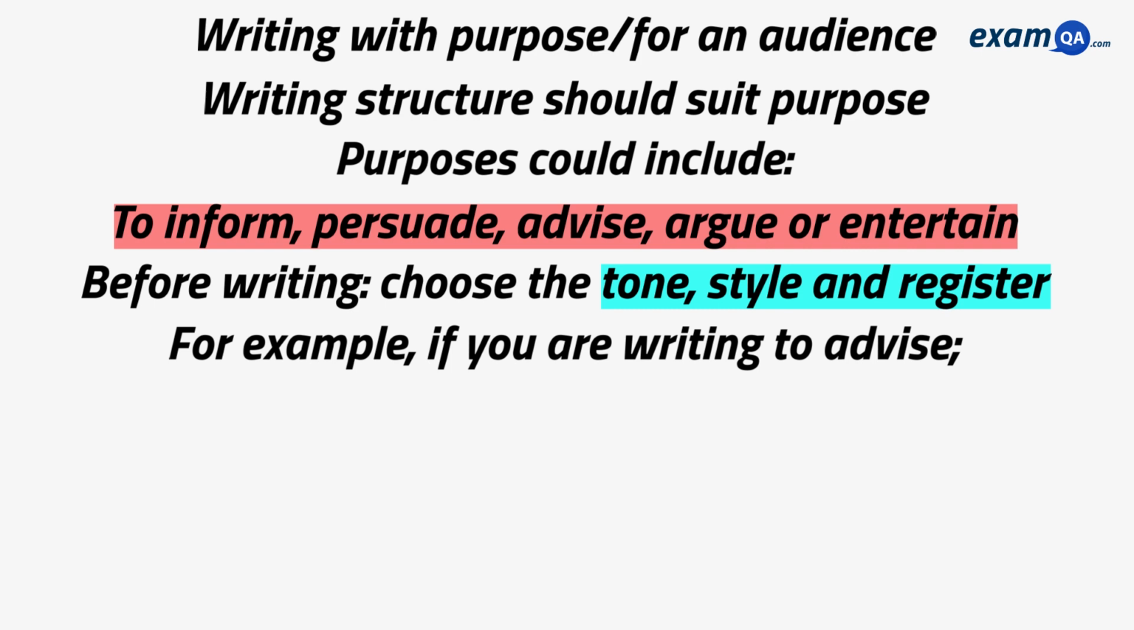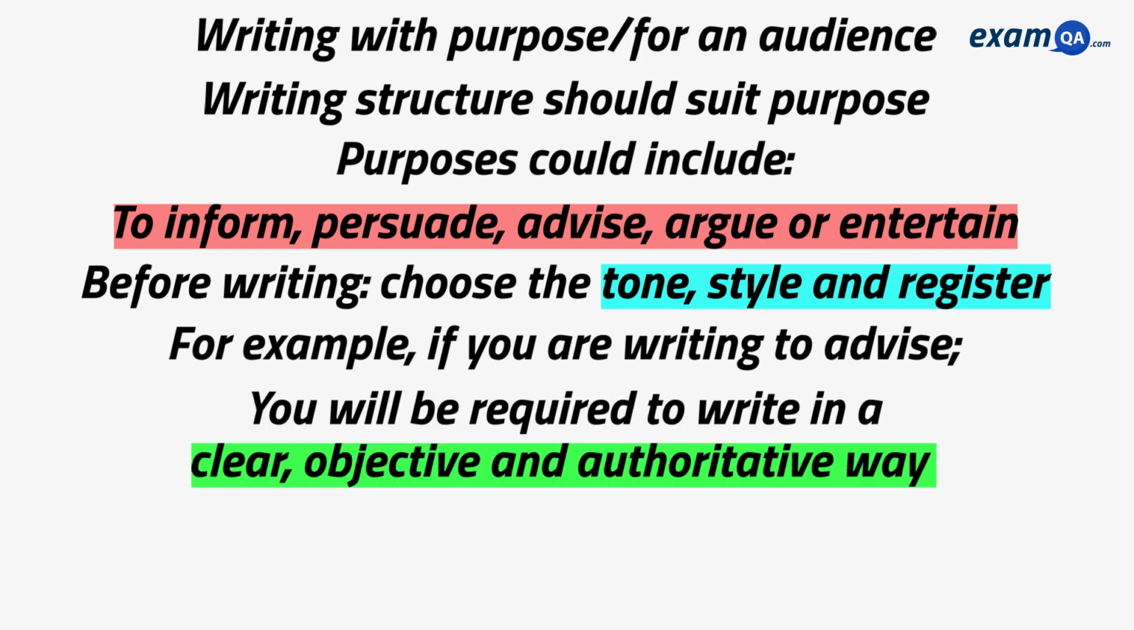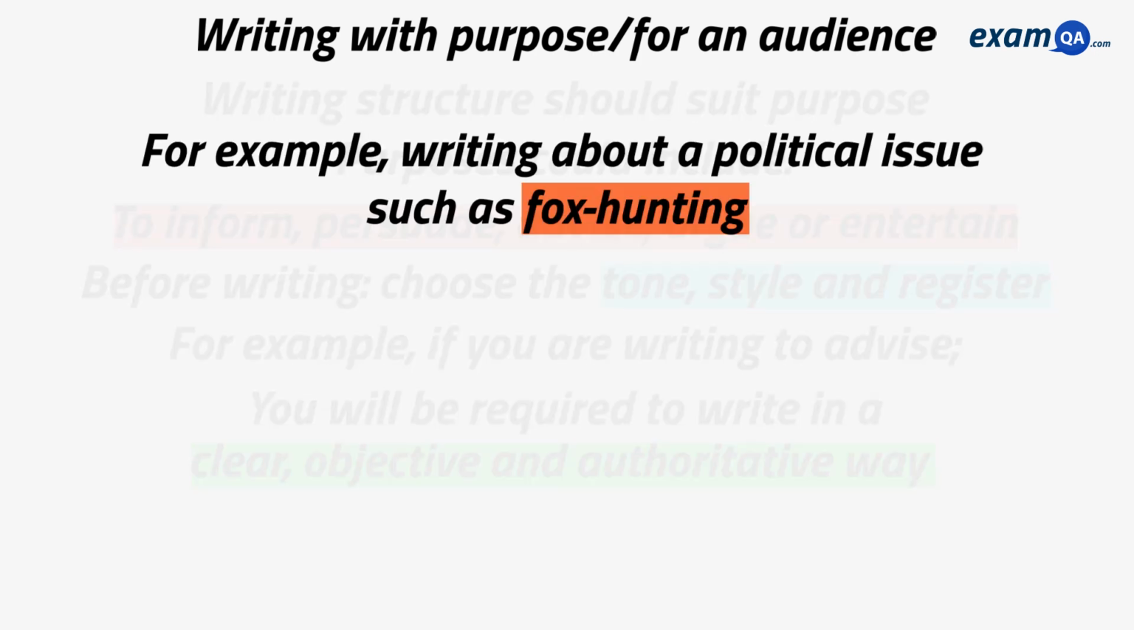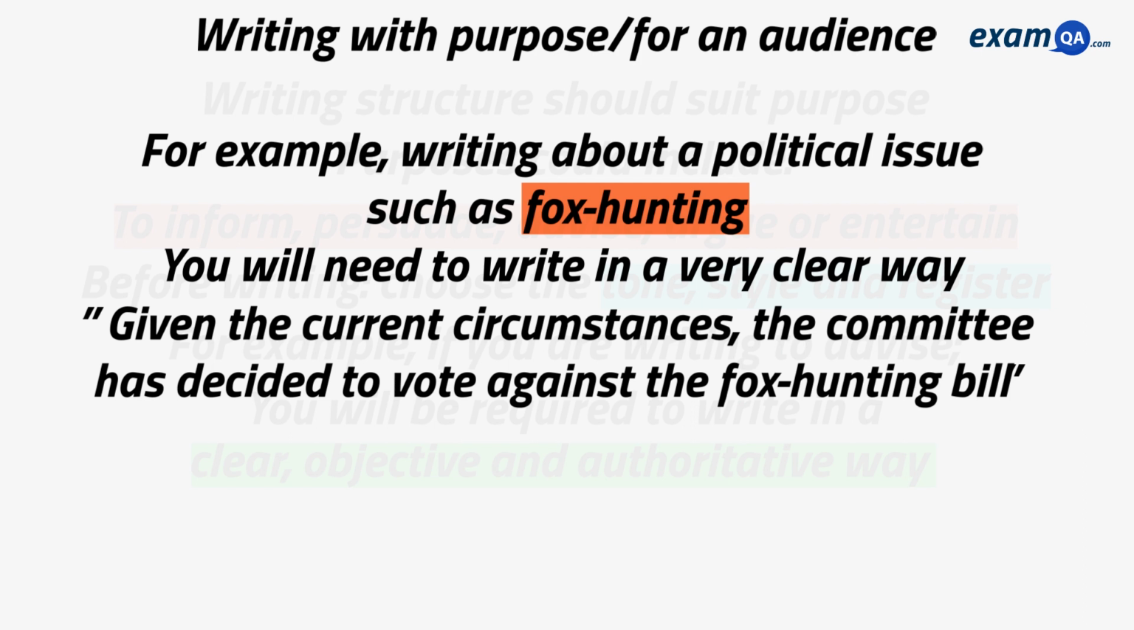For example, if you are writing to advise, you will be required to write in a clear, objective, and authoritative way. For example, if you are writing about a political issue such as fox hunting, you will need to write in a very clear way. An example of this will be, given the current circumstances, the committee has decided to vote against the fox hunting bill.